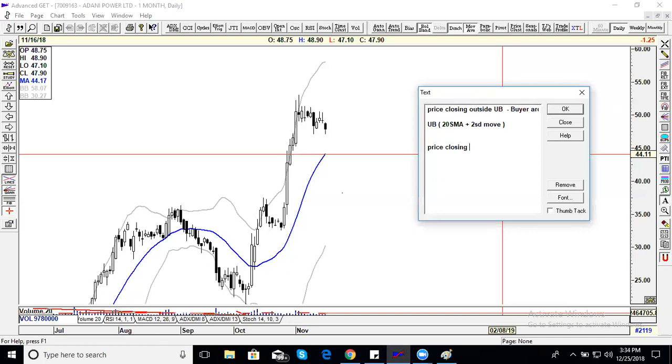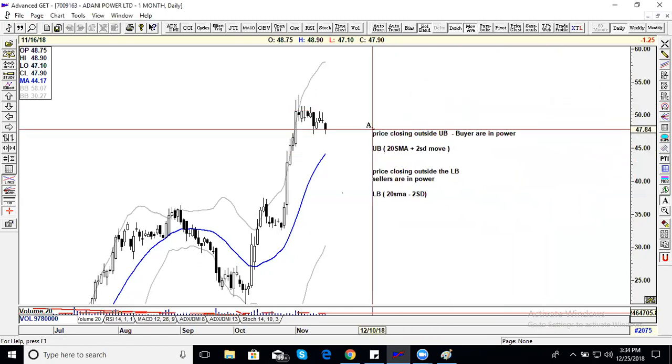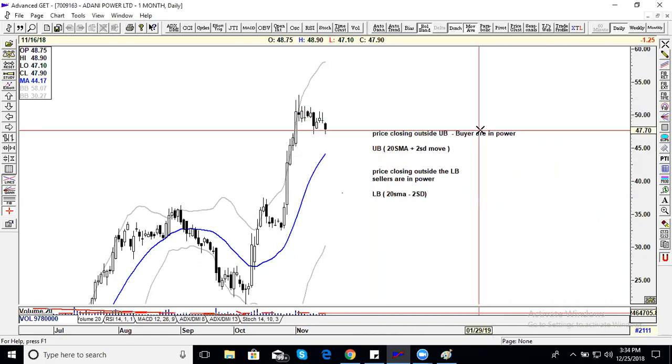Price closing outside the lower band. That means what? Sellers are in power. So LB, which is lower band, is 20 period simple moving average minus the 2 standard deviation. Make note of this. So this is very important for you.